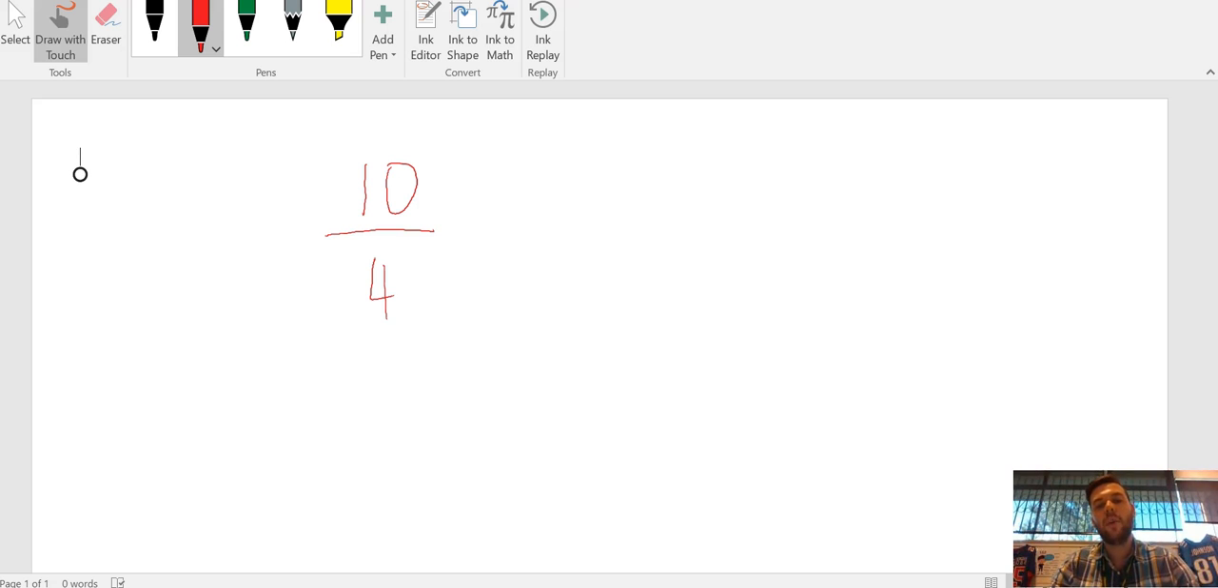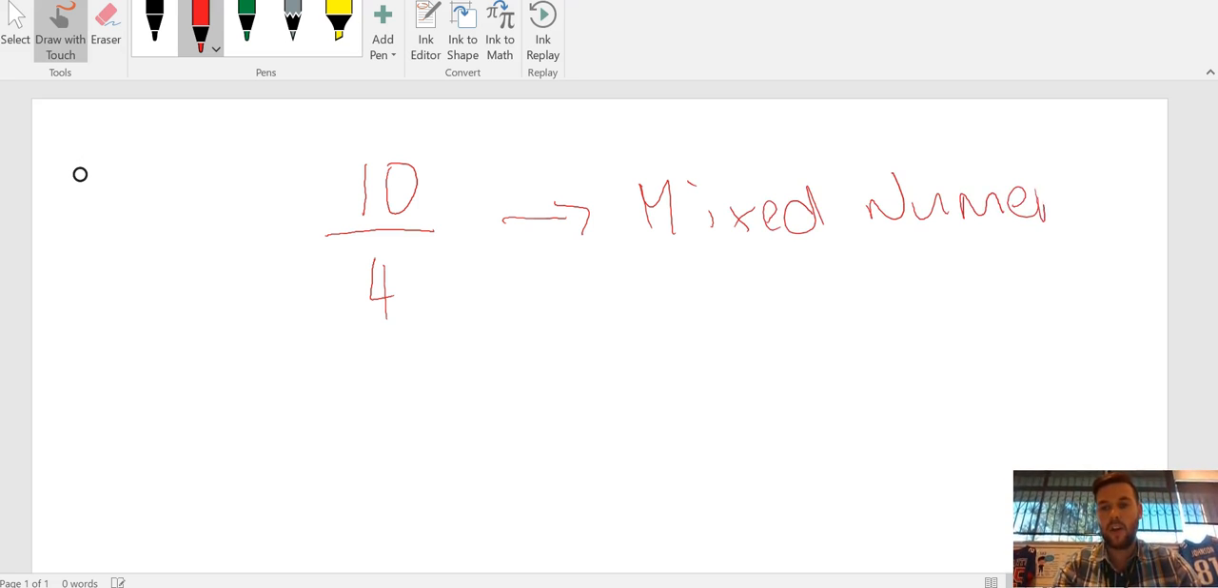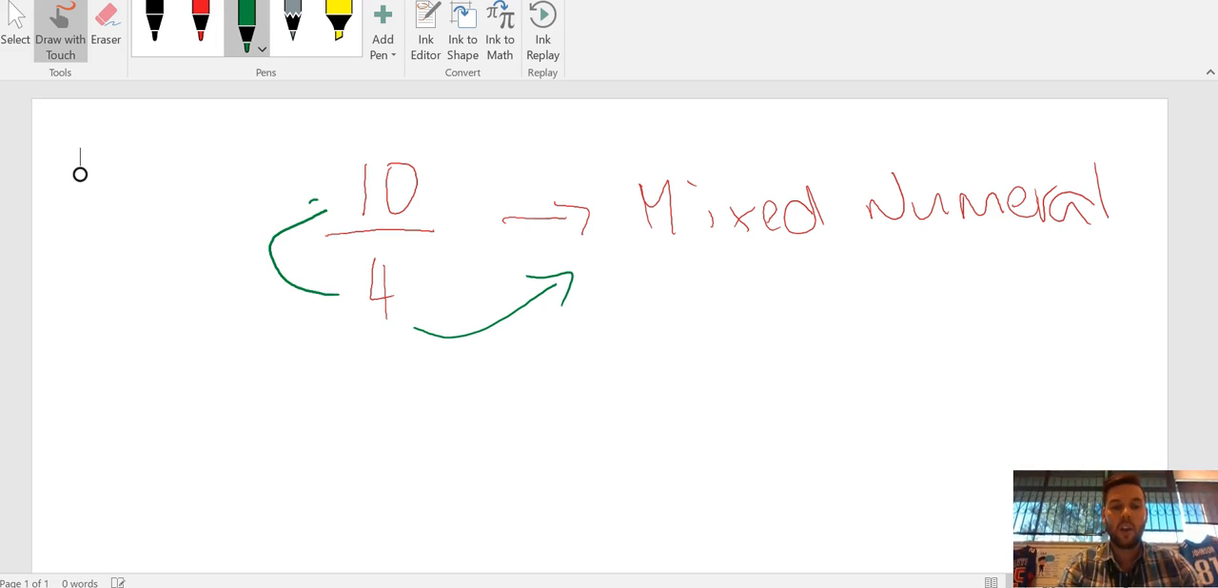Now, that's the first thing. We've got to look at how we can make this a little bit easier of a fraction to work with. So we need to convert this to a mixed numeral. Now, a mixed numeral has whole numbers and it has a fraction as well. So if we're converting 10/4 into a mixed numeral, you need to ask yourself, how many times does the denominator go into the numerator? That's what you need to ask yourself first.